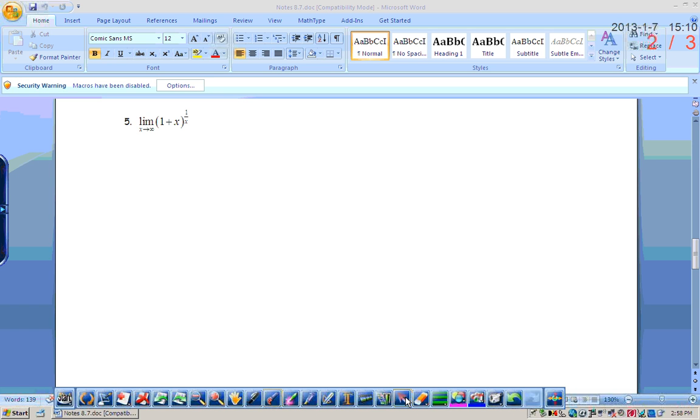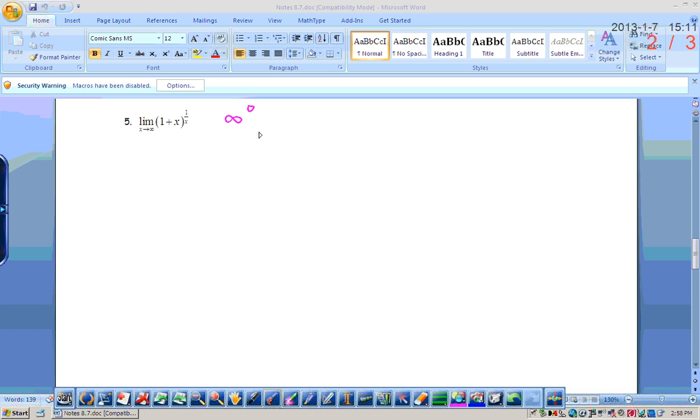All right, number 5 has a little bit of a twist to it, so bear with me here. First thing you always want to check is just direct substitution. So if we plug in infinity here, we have 1 plus infinity, which is infinity, and then to the power of 1 over infinity. And 1 over infinity, or 1 over x as x approaches infinity, is 0. So we have infinity to the 0 power.